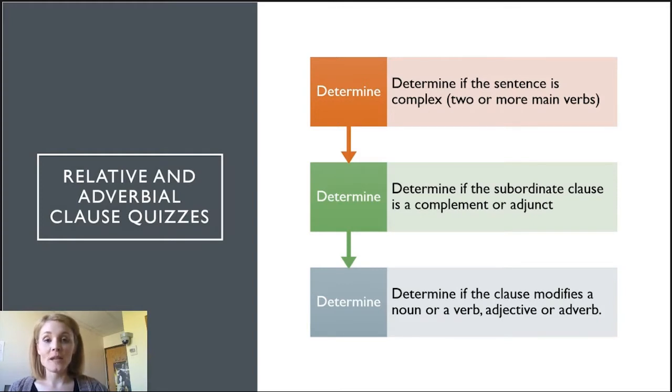Then you need to determine if the subordinate clause is a complement or an adjunct. If the clause is a complement, then it's going to be false, because relative and adverbial clauses are always adjuncts. And then finally, you need to determine if the clause modifies a noun, which would be a relative clause, or if it modifies a verb, adjective, or adverb, which would be an adverbial clause.